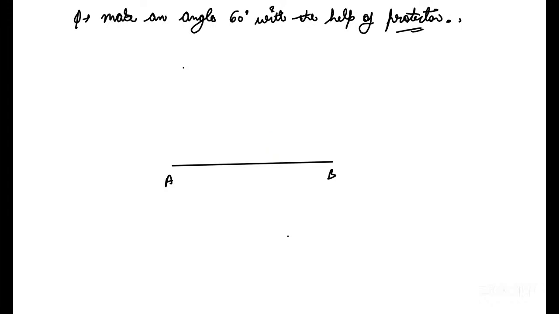So you might get a point like here, mark 60 degrees and point it. Understood? And then join this line. So this angle which is created is 60 degrees. Understood, guys? Yes or no? Then do this question.